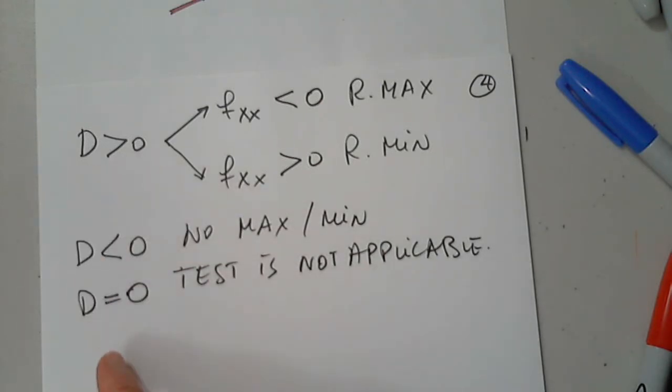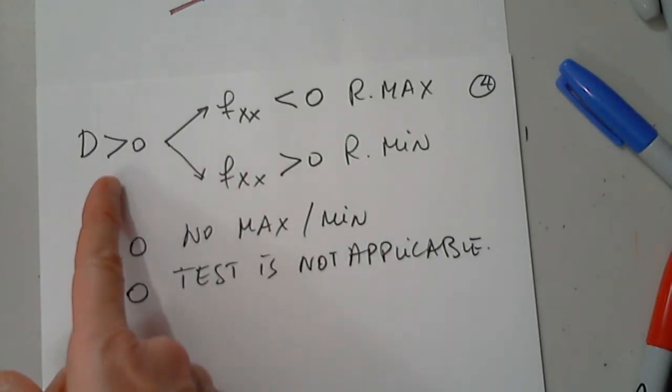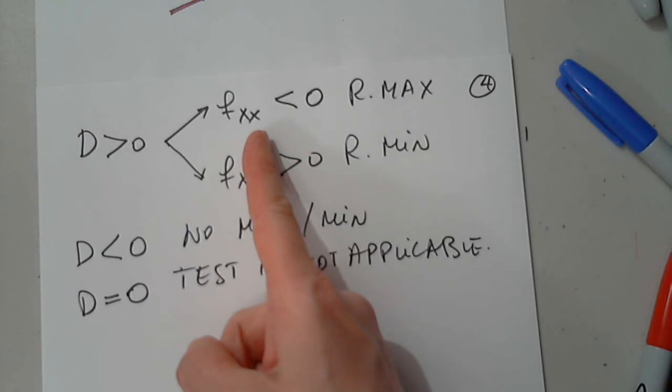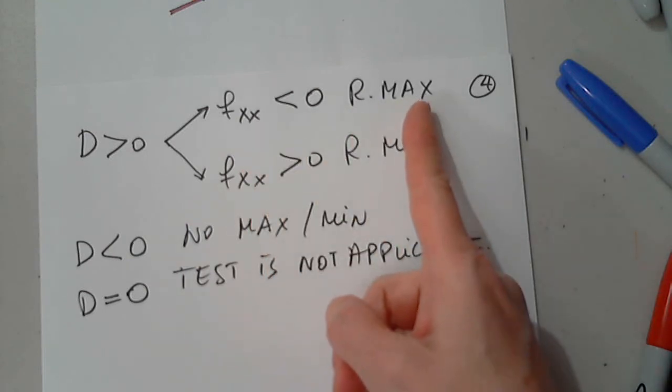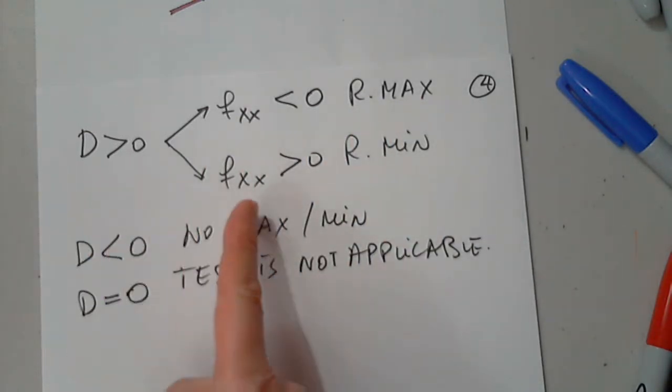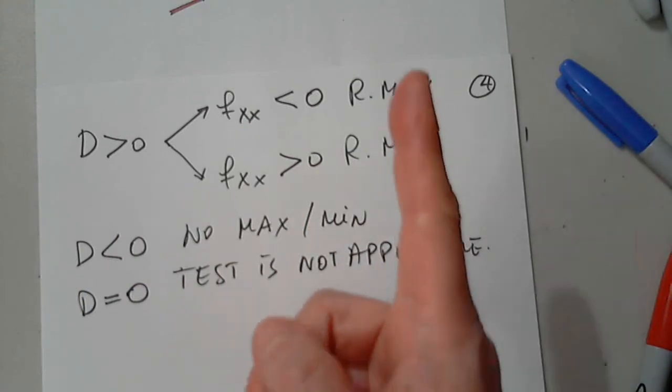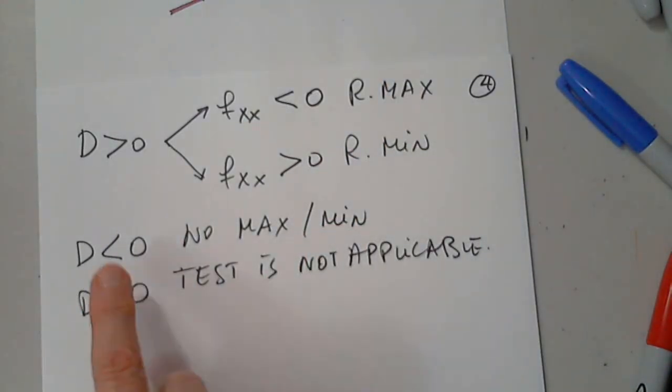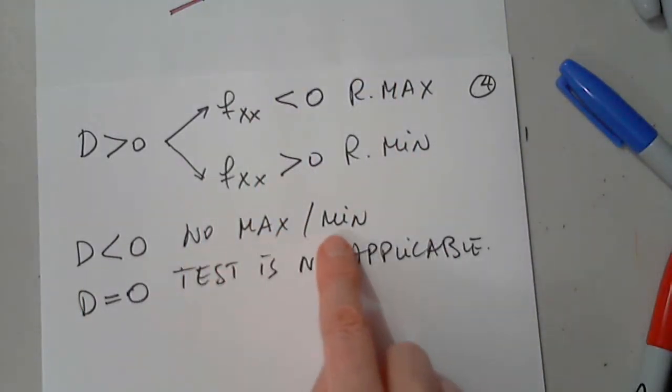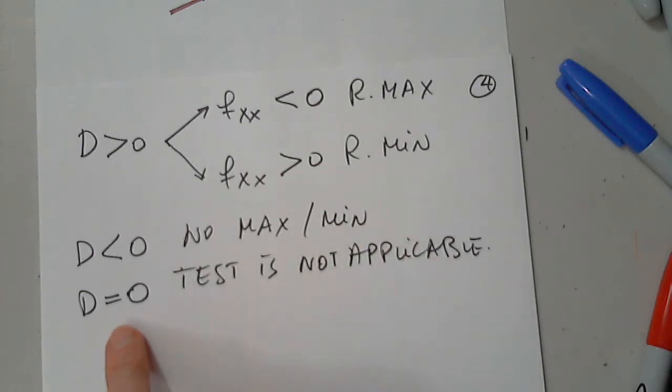So d is a number. If it's positive and fxx is negative, relative max. If d is positive and fxx positive, relative min, like we just had. If d is less than 0, like we just had, no max min. If it happens that d equals 0, we cannot conclude anything.